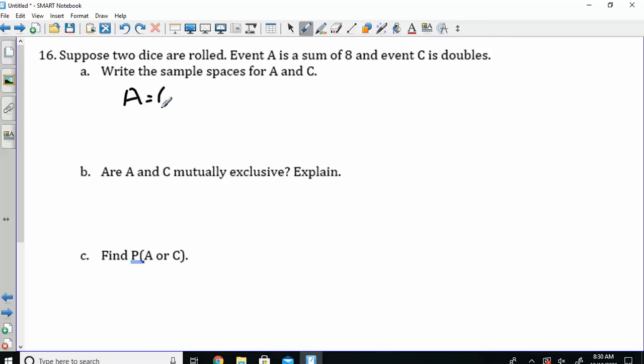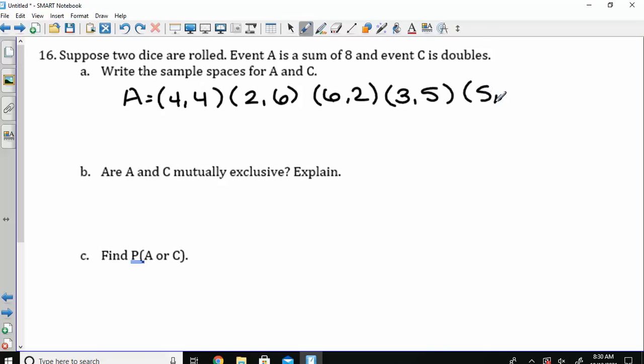When I say the sample space, you are telling me what it could be. So a sum of 8. So if Sarah and I each have a dice and we want them to add up to 8, what are my combinations? 2 and 6, 6 and 2, 5 and 3. Okay. Is 2 and 6 different than 6 and 2 here? Yes. If I roll a 2 and she gets a 6, that's different than her getting the 2 and me getting the 6. So we have to list both. 3 and 5, 5 and 3.